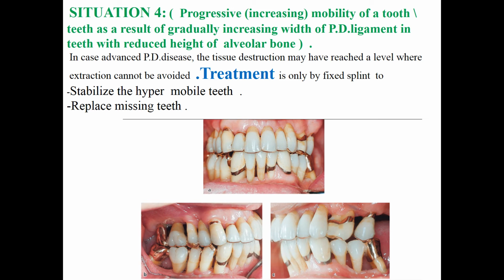In situation 4, there is progressively increasing mobility of a tooth or teeth as a result of a gradual increase in the width of the periodontal ligament in teeth with reduced height of alveolar bone. This case occurs when we have advanced periodontal disease and the destruction has reached a level that extraction of some teeth must be done or cannot be avoided.